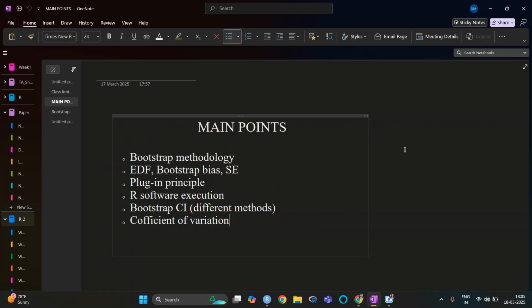Okay, so main points for today's class: we will discuss bootstrap methodology, then empirical distribution function, bootstrap biasness, standard error, and then we will see the plugin principle. After that we will go through how we can do all these things in our software, and after that we will see bootstrap confidence interval, how many methods there are to find the bootstrap confidence interval, and we will see what the coefficient of variation is.